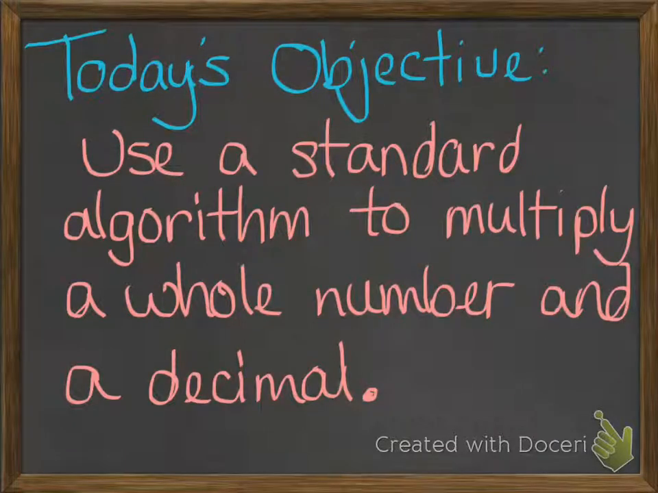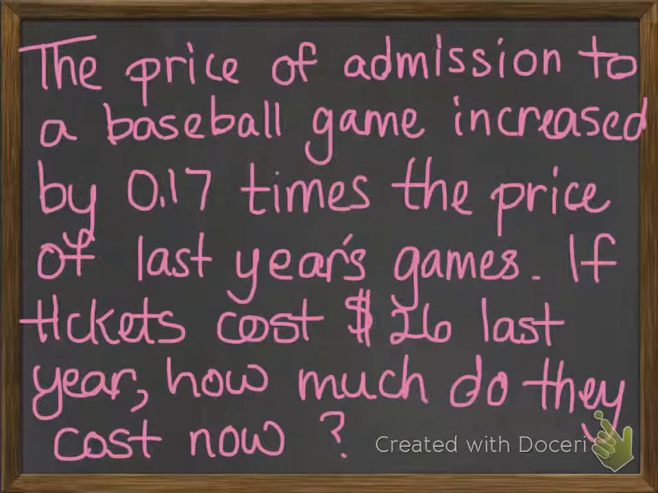Today's objective is to use the standard algorithm when multiplying a whole number and a decimal. This is something that we've already been doing quite a bit, so today should be review. Here is our first problem. The price of admission to a baseball game increased by 0.17 times the price of last year's games. If tickets cost $26 last year, how much do they cost now?